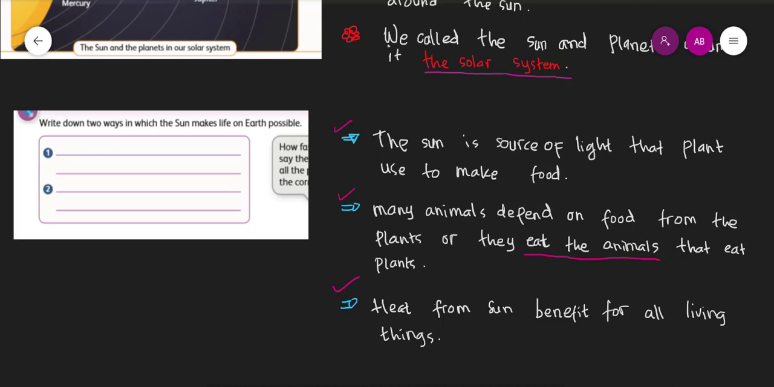Okay kids, maybe you can write another example for yourself. You can write it over here in the box on page 150 in your student book. Okay kids, let's move on to our next material.